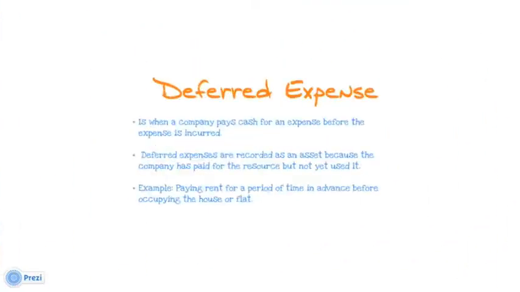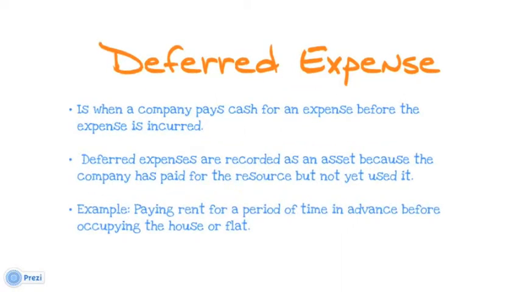The second type of adjusting entries is deferred expense, which is when a company pays cash before the expense is incurred. Deferred expenses are recorded as an asset because the company has paid for, but not yet used, the resource. An example of this would be paying rent for a period of time in advance of you actually occupying a house or flat.